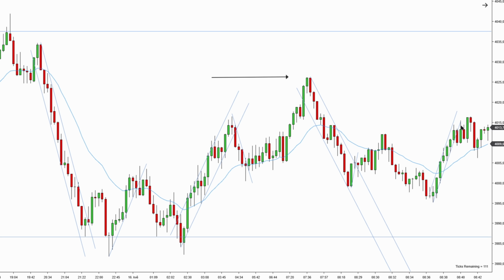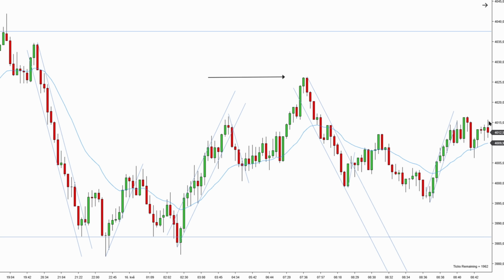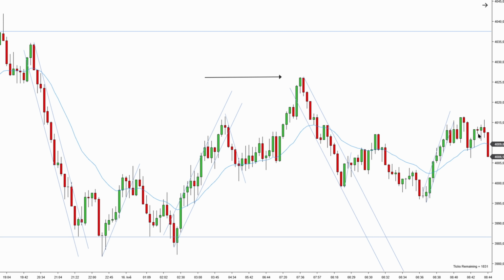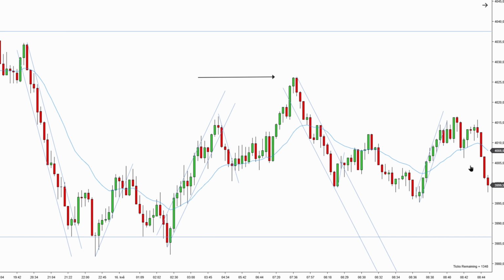This is a range-like structure, and I'm focusing on the short-term trend lines. And look what you get. You would have gotten trapped here. This is a failed second entry long, but it's above EMA, and it's not too clear to go short at this point. So at this point, I'm just sitting and waiting patiently.